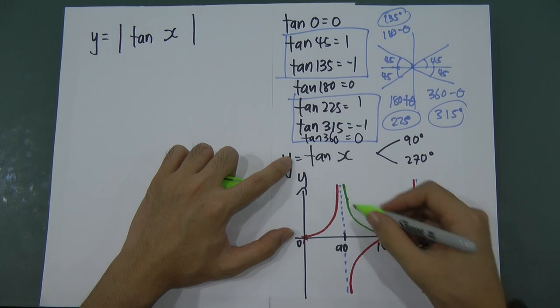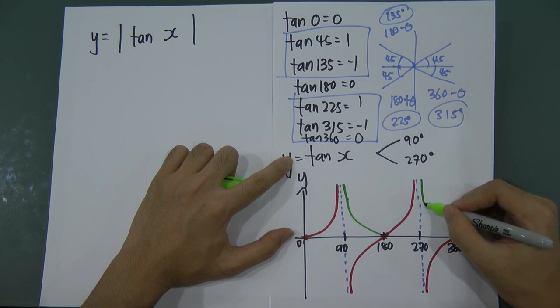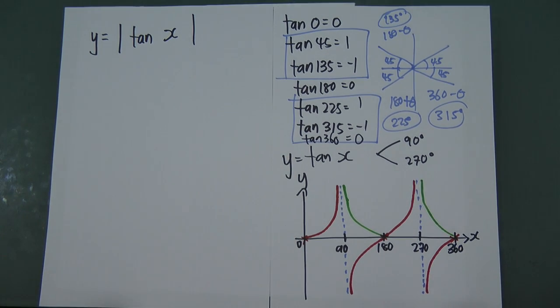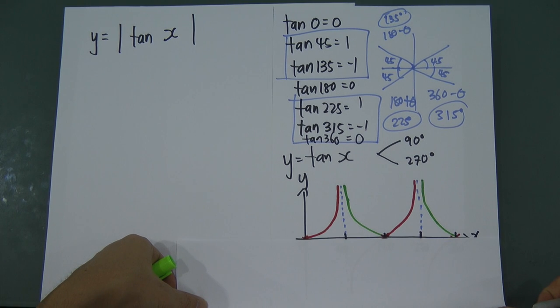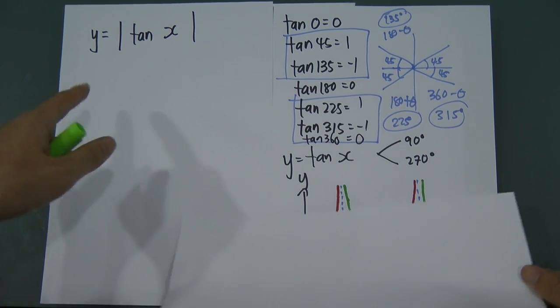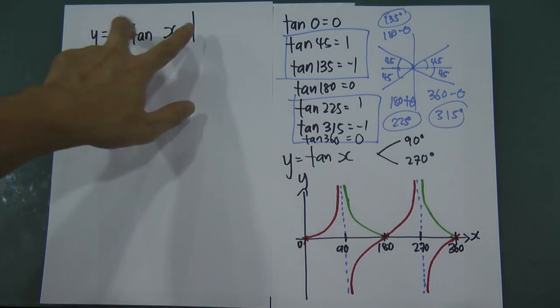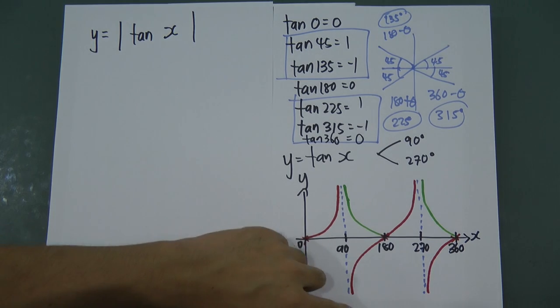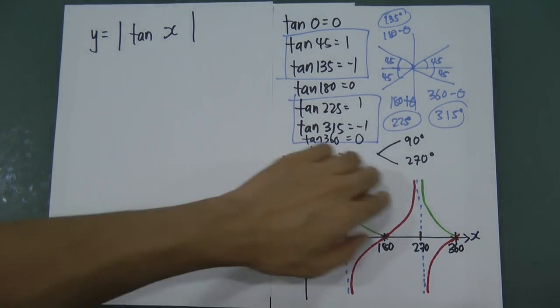So this line will flip over and become the green color, and this line will flip over and become the green color as well. And then I have to cover the bottom part. Then it will become like this. So this is modulus y equals tangent x. Okay, only like this. Whenever you got modulus, your graph will not exist on the negative part. So only the positive part.